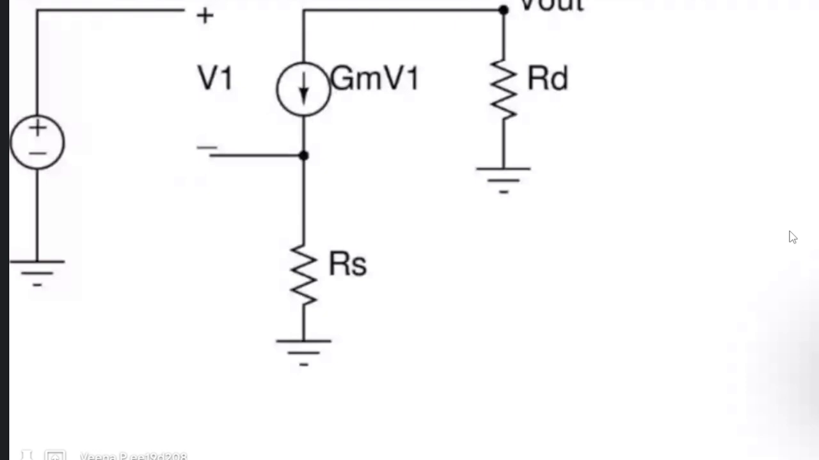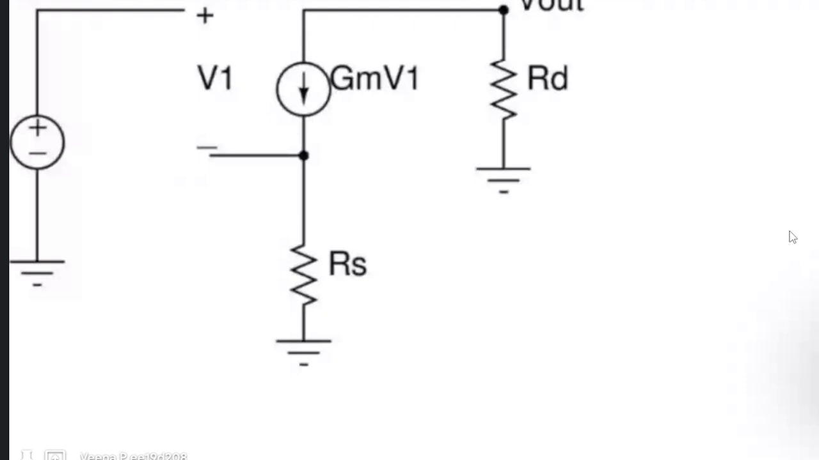If we can get a relationship between V1 and V out, then we can connect these two. For that we'll make use of this resistor RD. One point of RD is grounded and the other point is V out. If we can get the current through RD, then multiplying that current by RD gives V out. You already know the current through RD from the given circuit: GMV1 is the current through RD, in this direction.